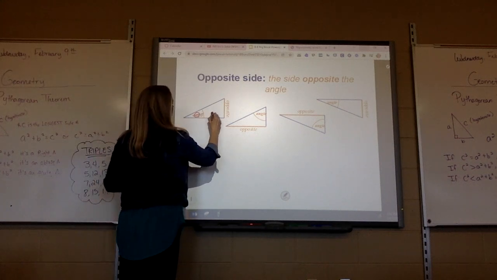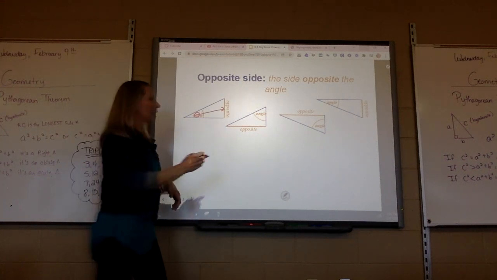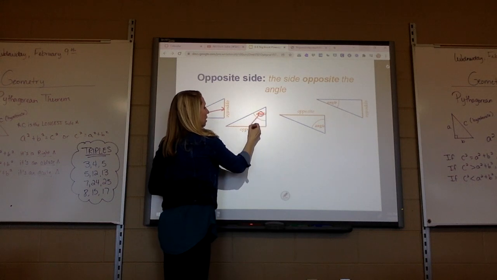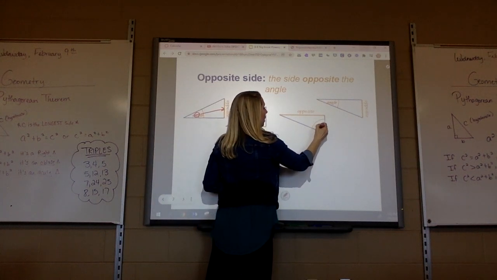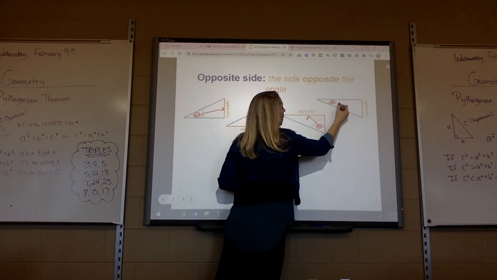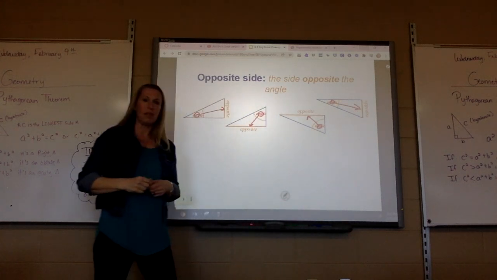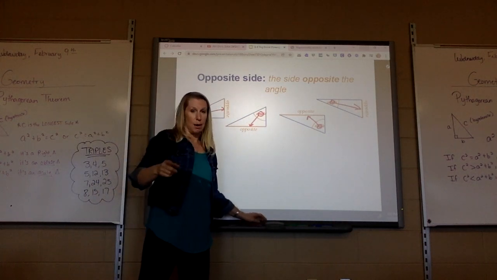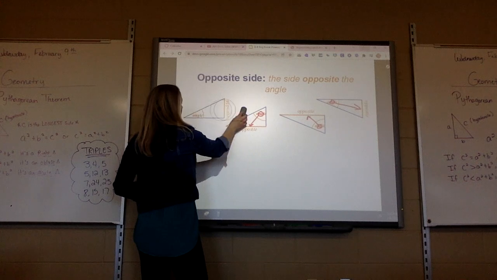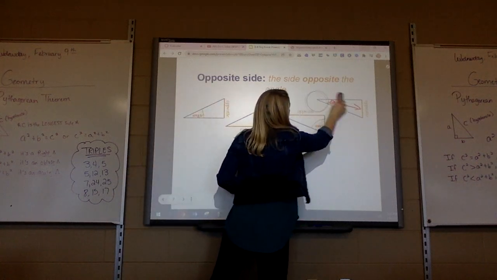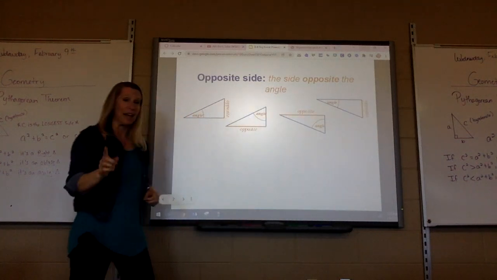The opposite side is directly opposite that angle. So there would be theta, opposite. So the hypotenuse is opposite the right angle. The opposite side is opposite the angle.